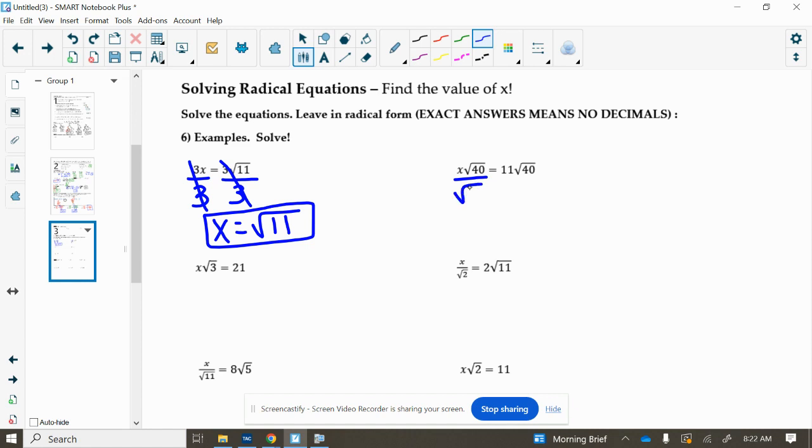Second one, again, we want x by itself, so we're going to divide both sides by the square root of 40. Again, it cancels out on both sides, and this time we're just left with x equals 11.